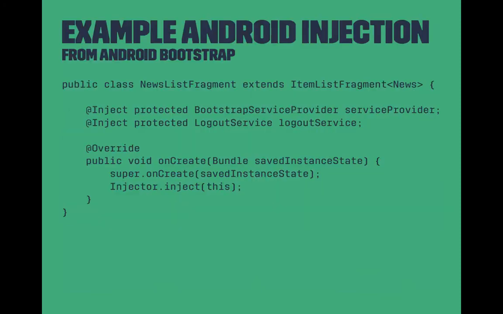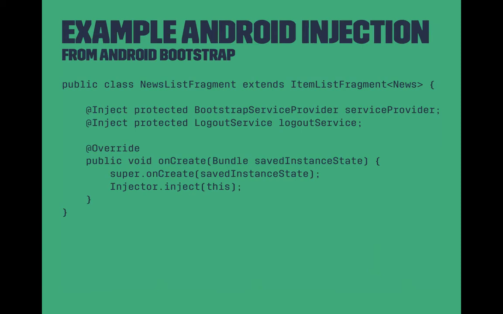Here's an example from Android Bootstrap, which is an open source library. We have a news list fragment, and inside the news list fragment, we have two things that are injected here, a Bootstrap service provider and a logout service. We have two inject annotations that say inject this. Now, inside of onCreate, we see injector.inject(this).